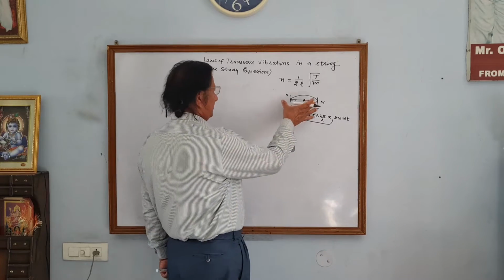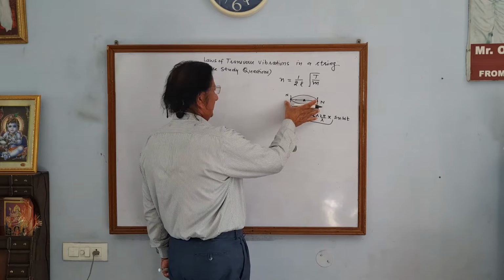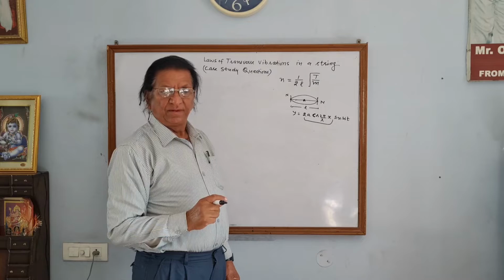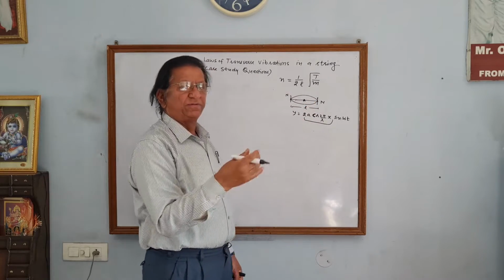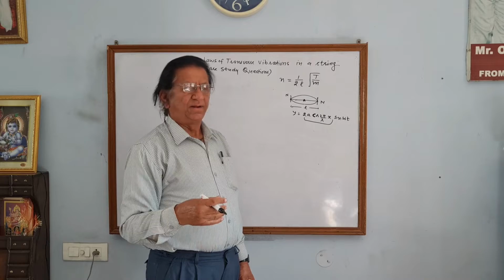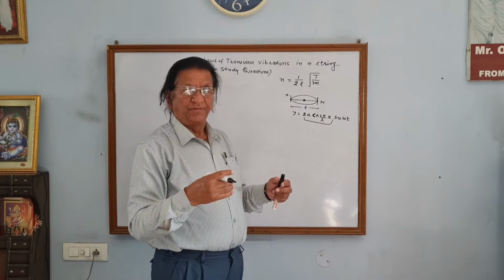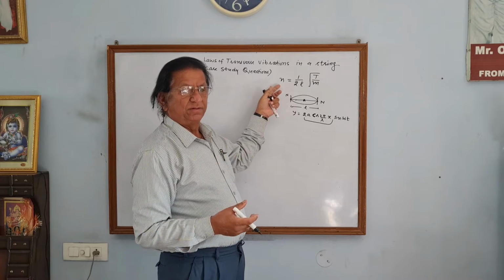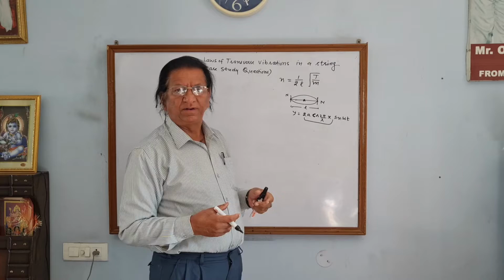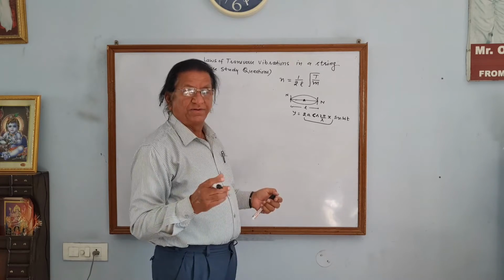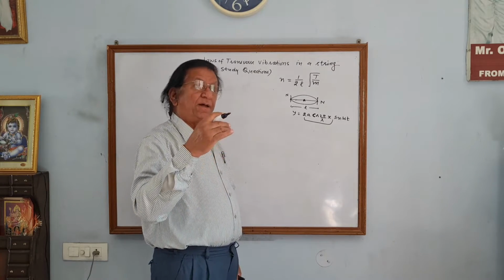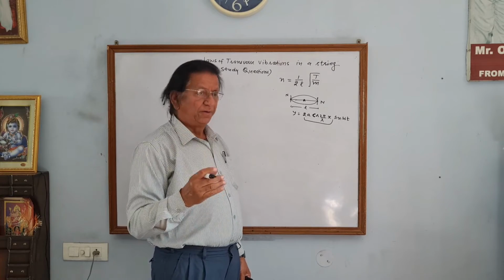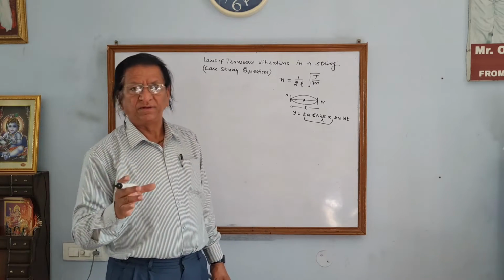Here this string is made to vibrate in one segment and it will vibrate with this frequency, which is called the fundamental frequency. If the same string is made to oscillate in 2 segments or 3 segments, then the frequency will be higher than the fundamental frequency. It may be double the fundamental, it may be 3 times the fundamental. Yesterday I told you that the overtones are higher notes. Higher note means higher frequency.